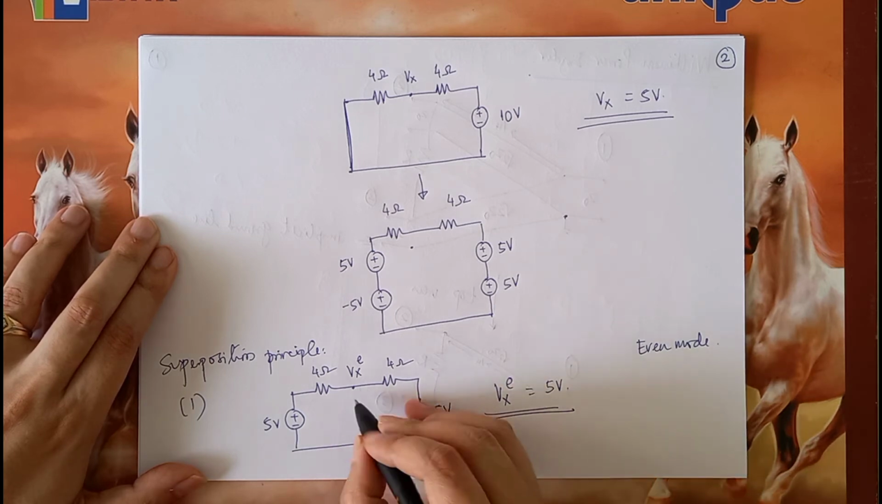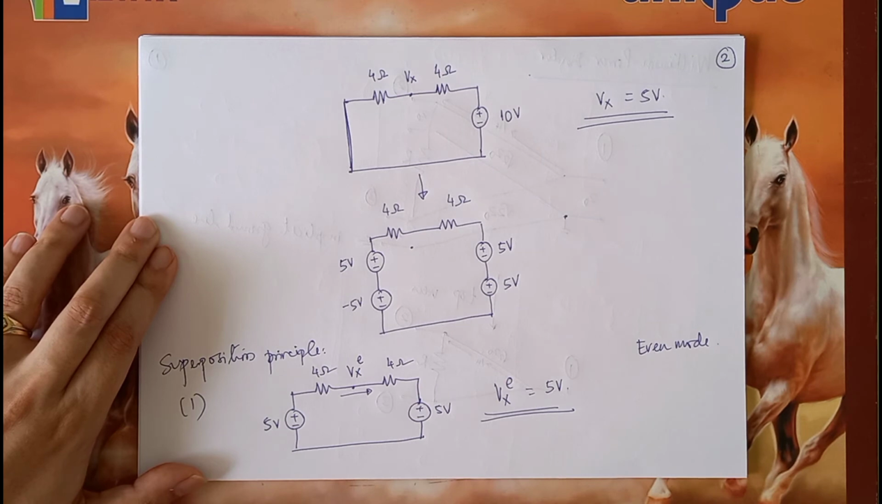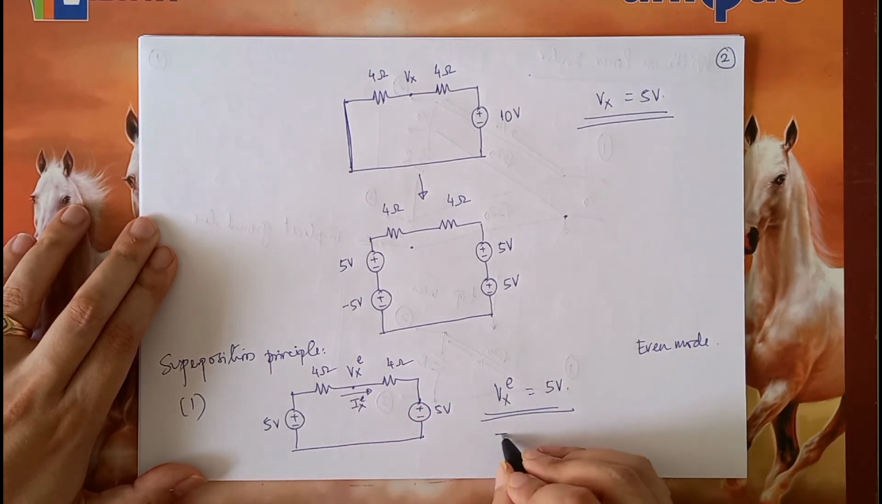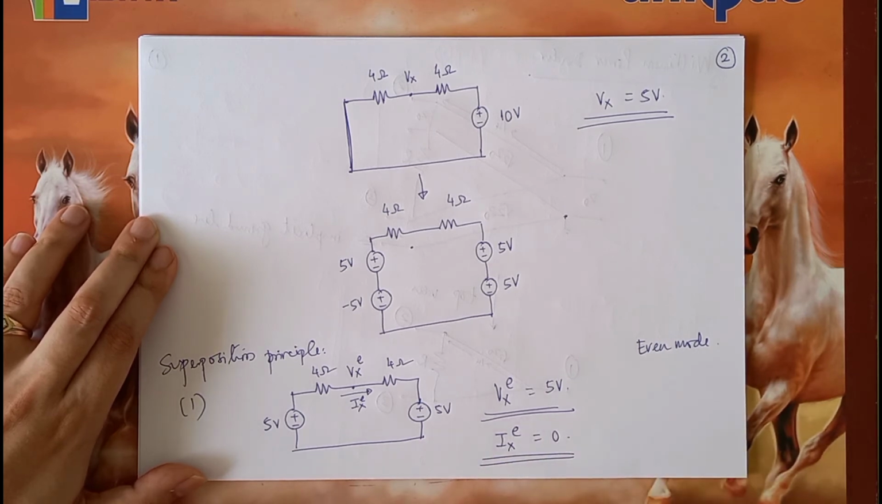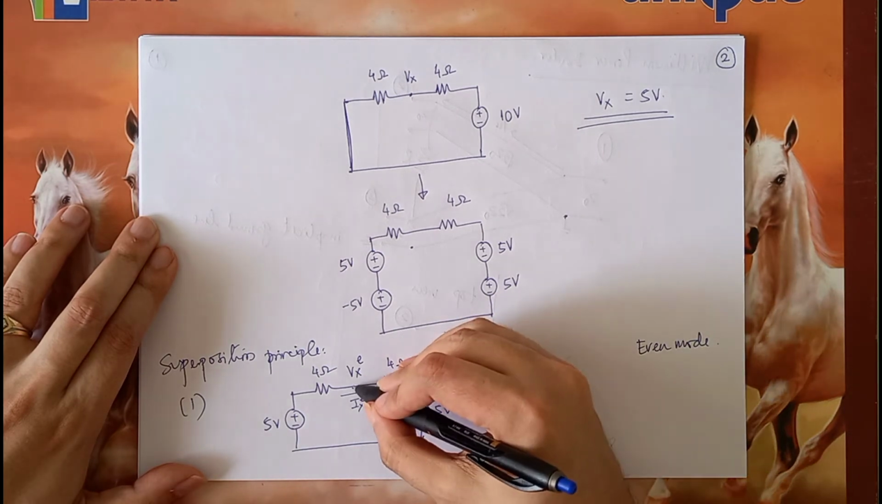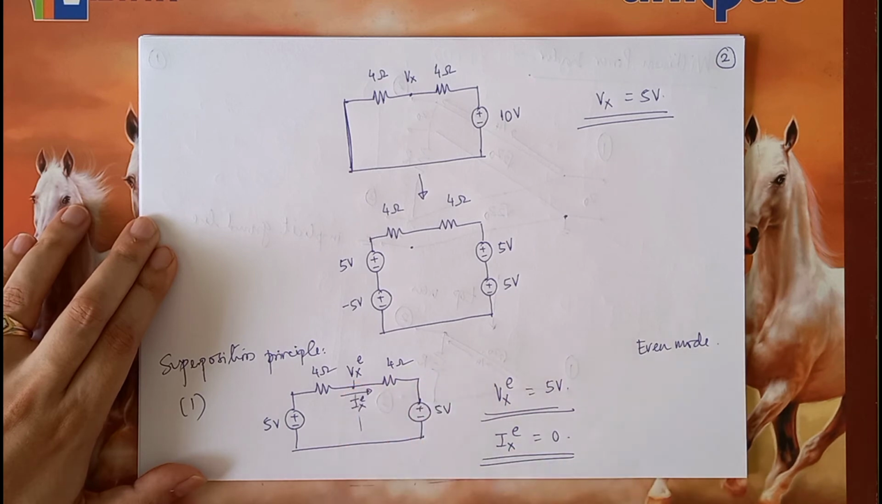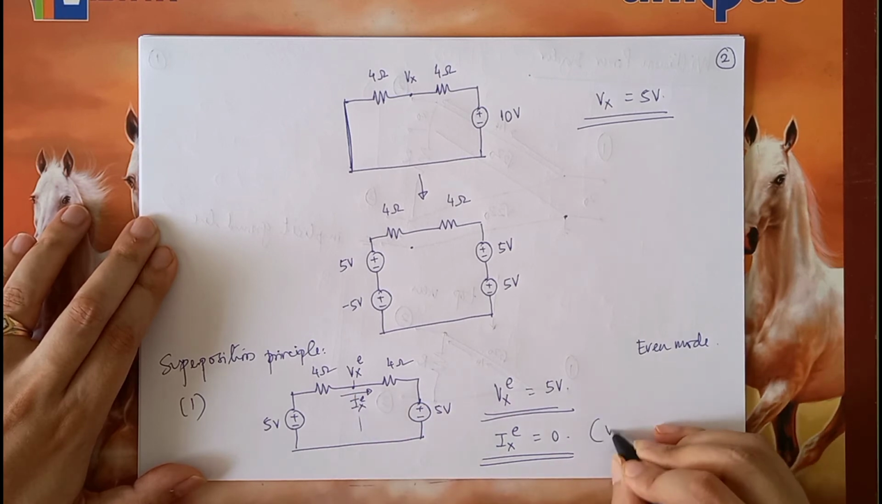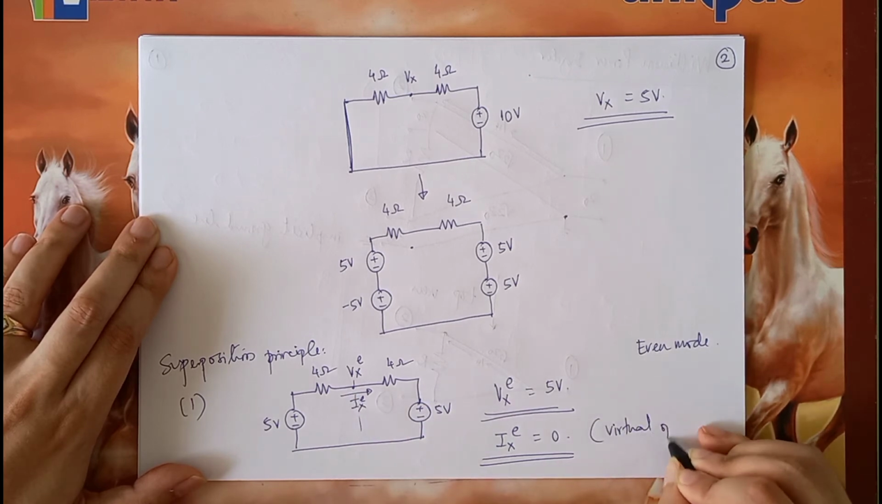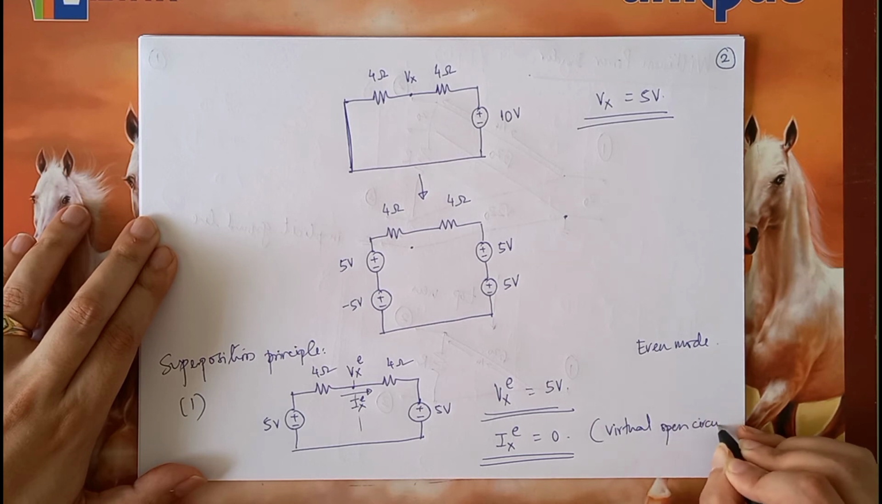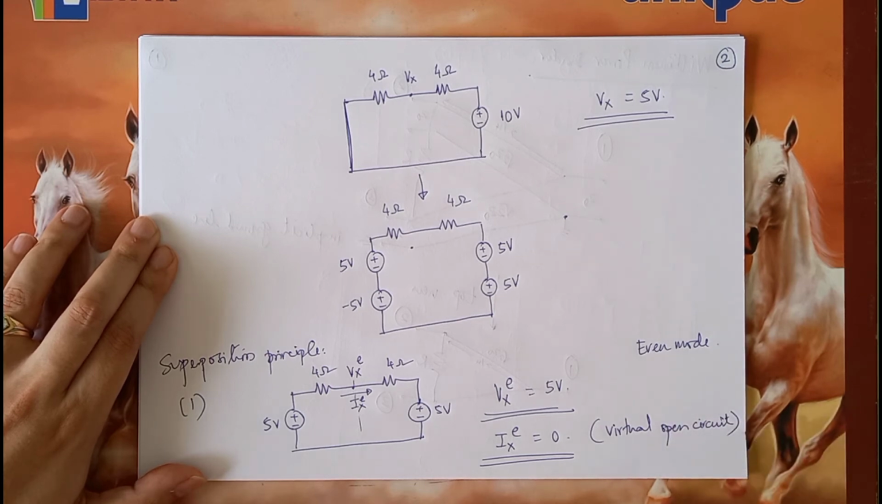At the same time, what about the current? Let us say this is some Ix in the even mode. I can say for sure that Ix will be 0. There is no current. It is like saying, because the current is 0 everywhere, but we are concerned only about this Vx point, over here there is a virtual open circuit. This is what the even mode looks like.